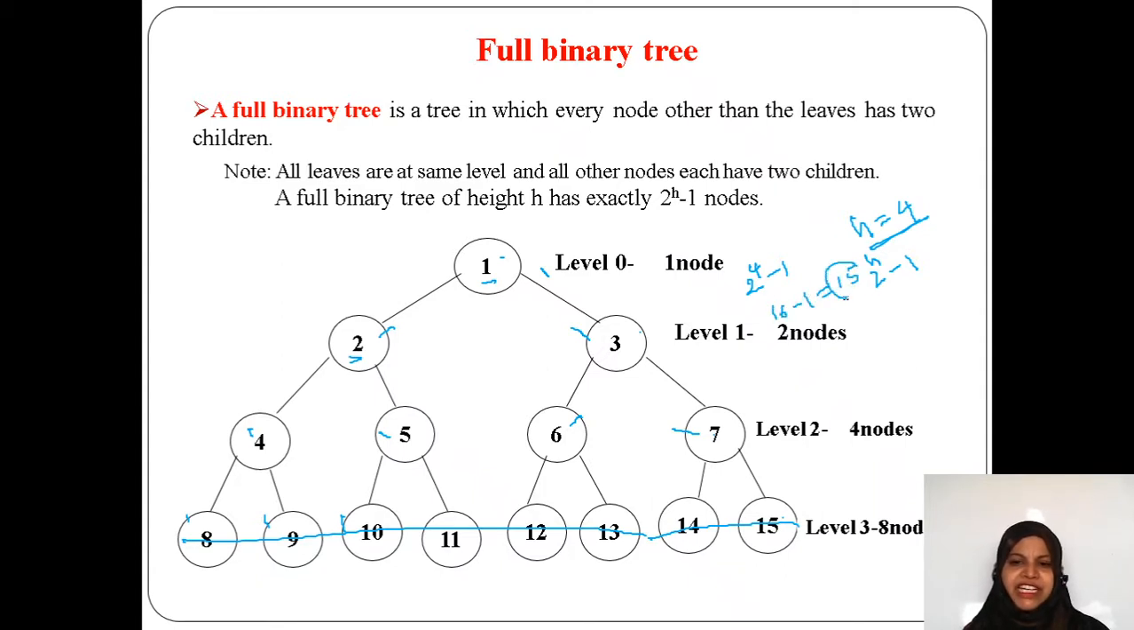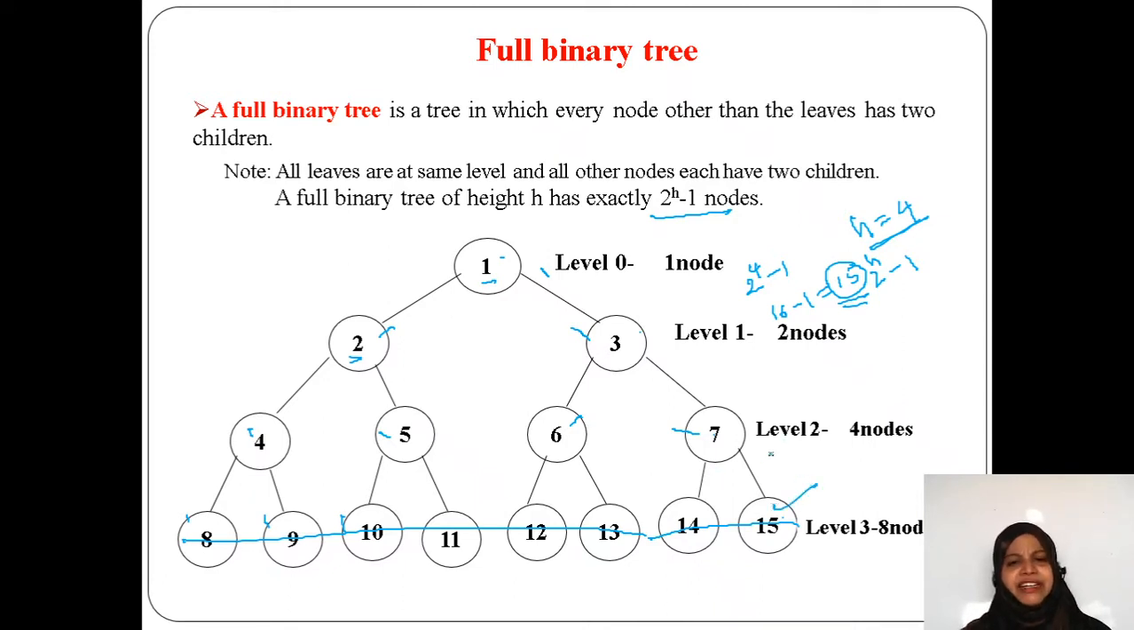So, if the height of the binary tree is 4, then it is exactly 2 power h minus 1. 15 nodes are there. See here, 15 nodes are there, right? We are having 15 nodes, right? This is a very, very important question. You may get it for 2 marks.